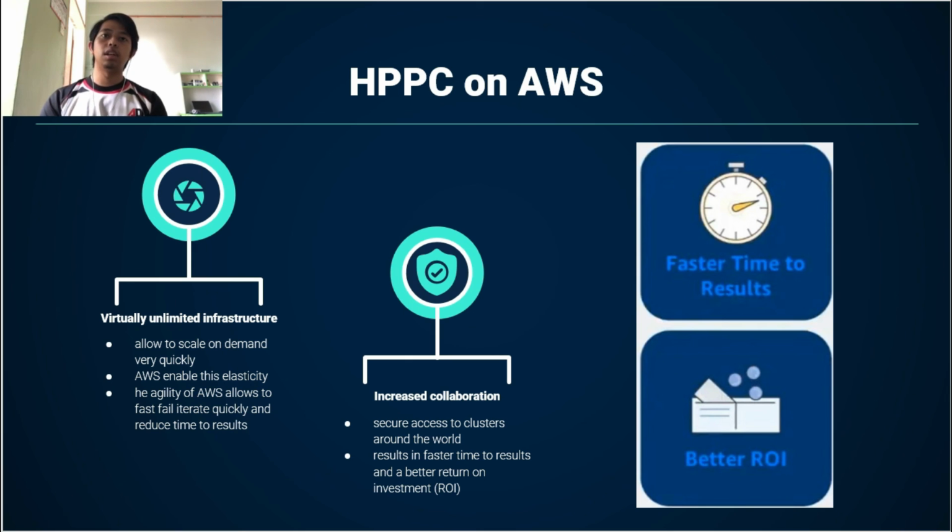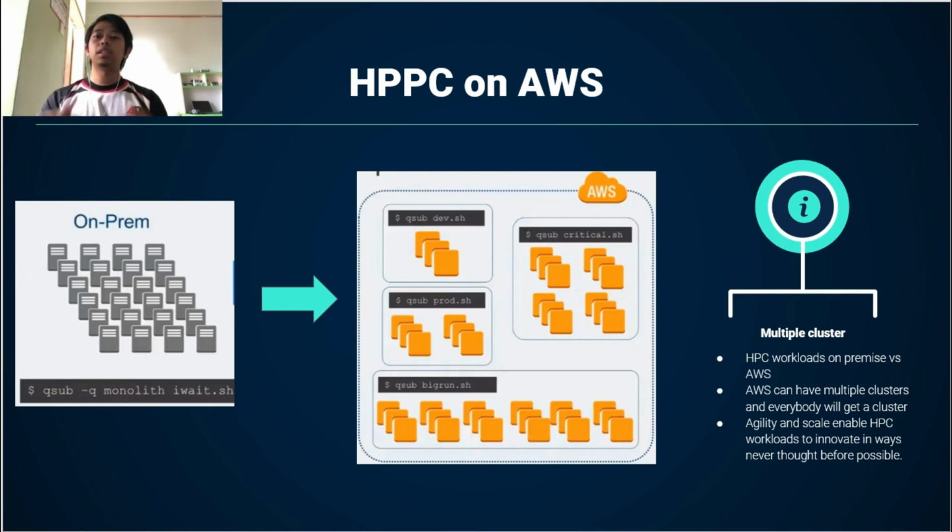AWS processes will only take minutes, so we can quickly determine if you are using the right resources for the HPC workloads. It will also increase collaboration with secure access to clusters around the world by using the global footprint. And this will result in a faster time to results and a better return on investment, which is ROI. It also has multiple clusters.